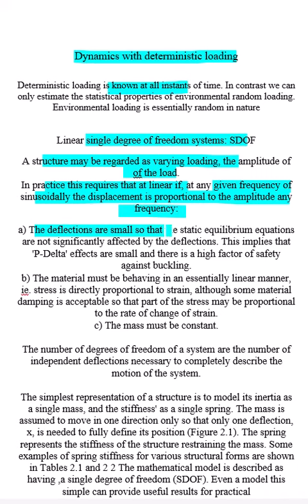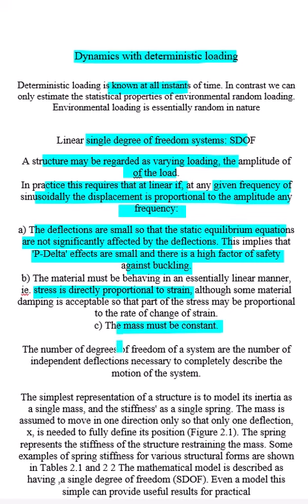The deflections are small so that the static equilibrium equations are not significantly affected by the deflections. This implies that P delta effects are small and there is a high factor of safety against buckling. The material must be behaving in an essentially linear manner, that is, stress is directly proportional to strain, although some material damping is acceptable, so that part of the stress may be proportional to the rate of change of strain. The mass must be constant.